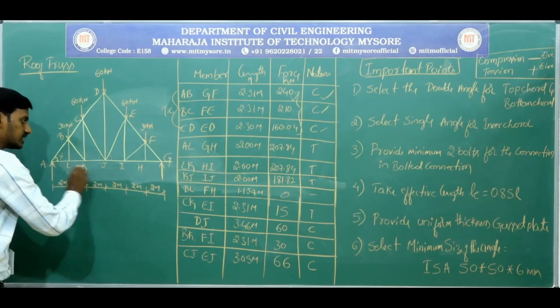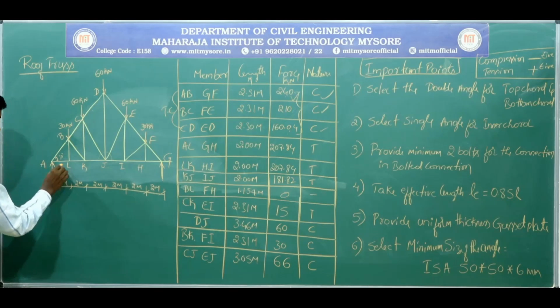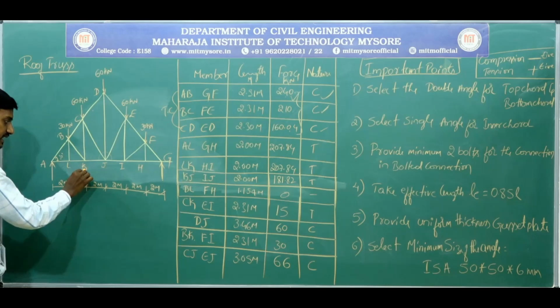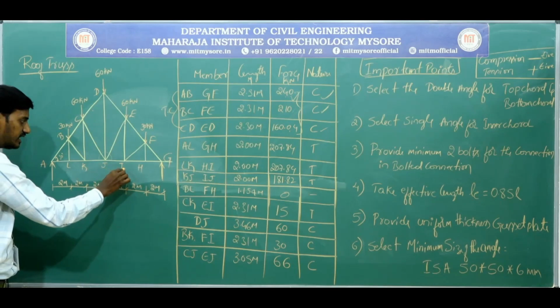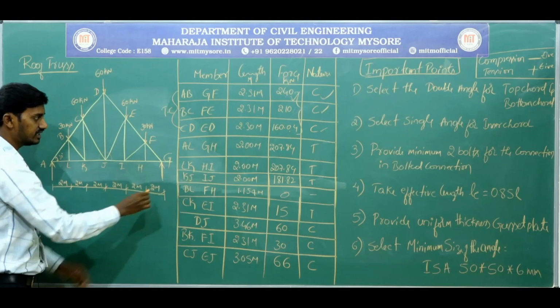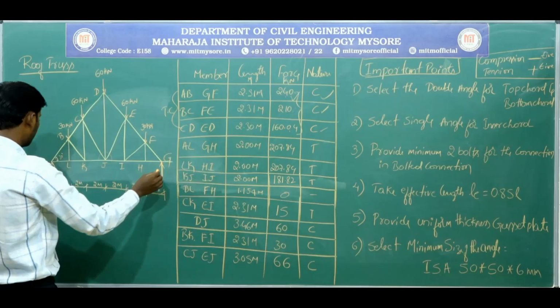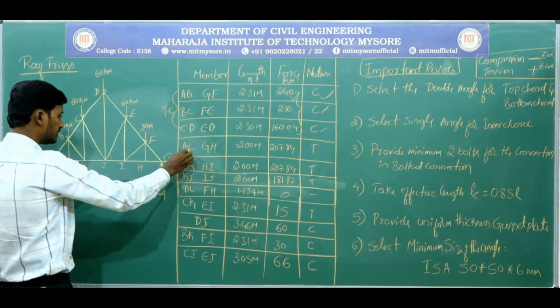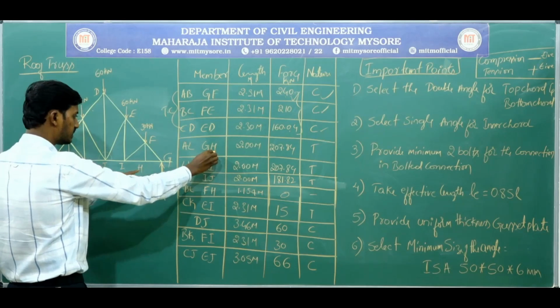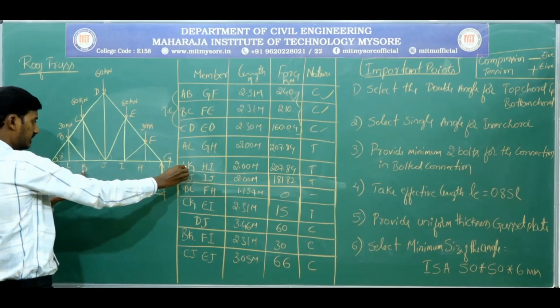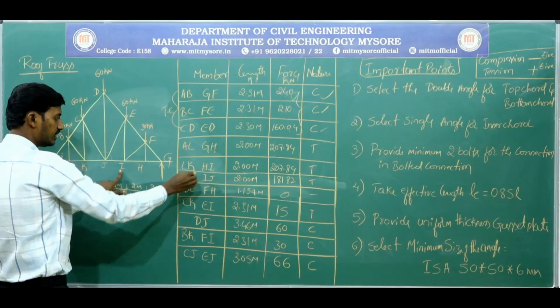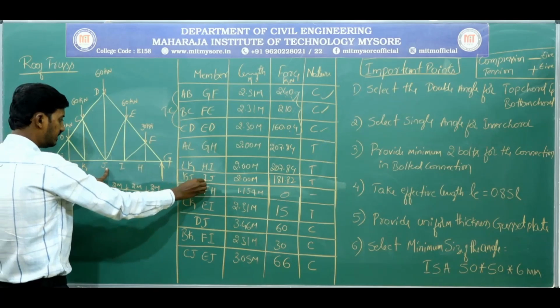In the same way, if you consider the bottom chord: AL, LK, KJ, JI, IH and HG. Come here in the table. AL, the same way HG or GH, next LK and HI, and next KJ and IJ.